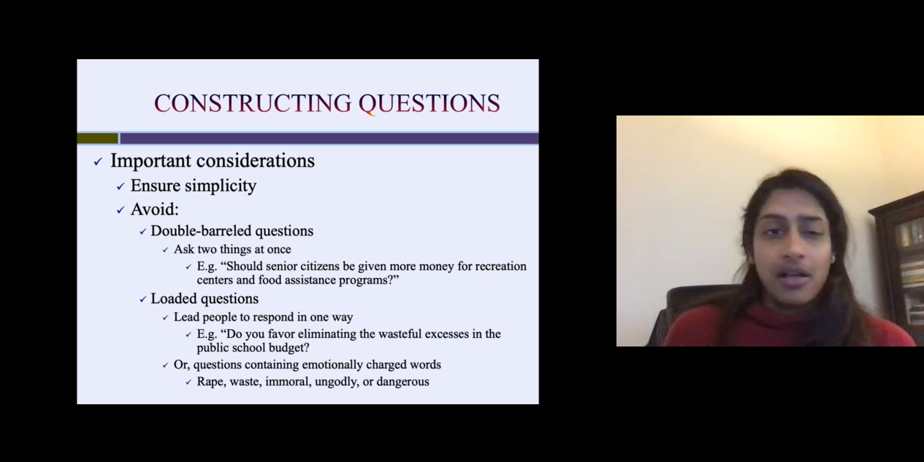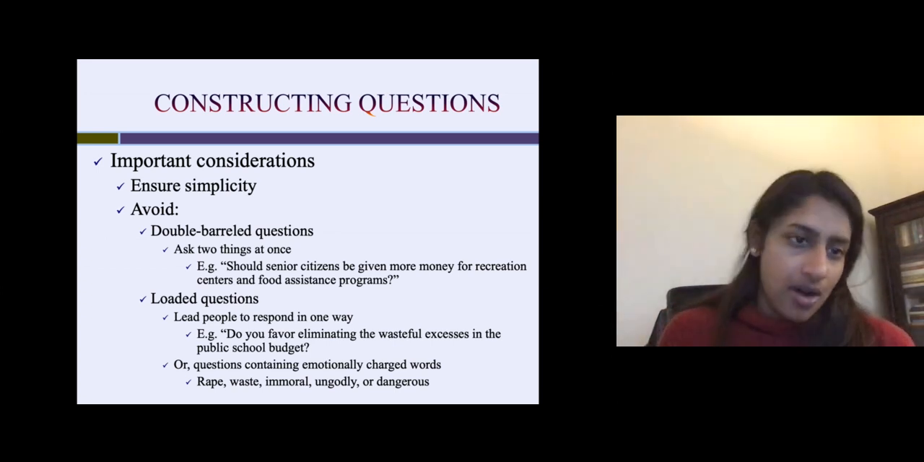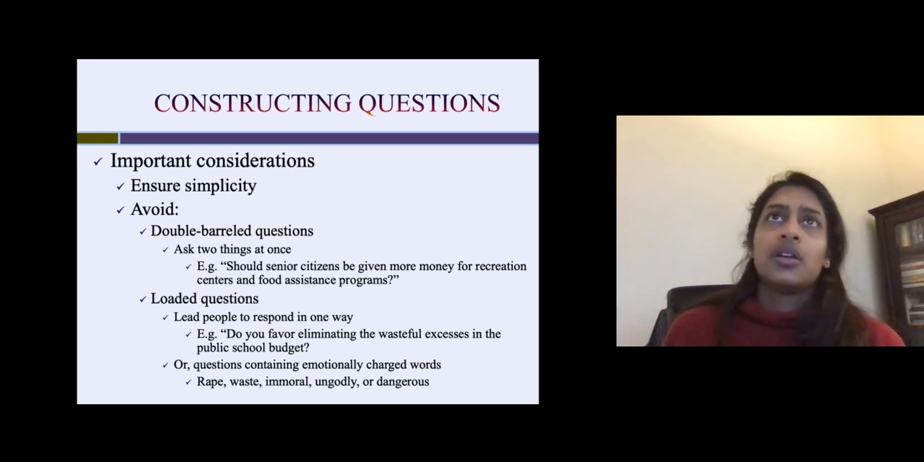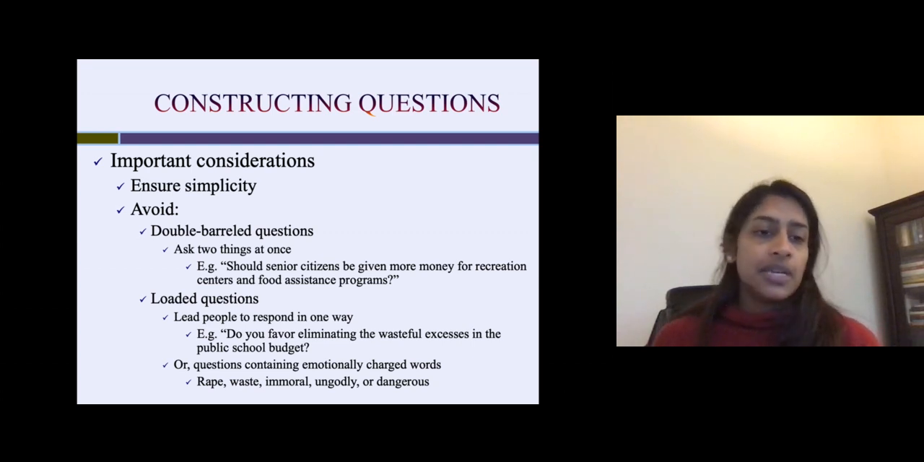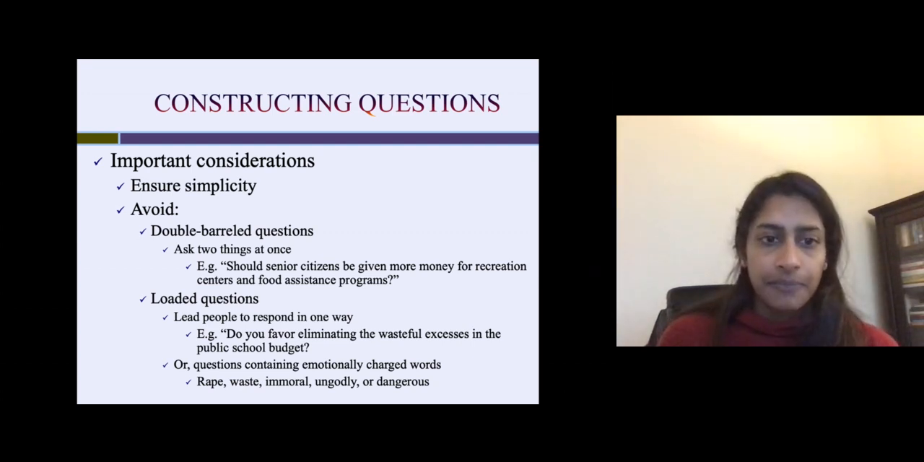So above all else, make sure that your question is simple, right? Your survey is simple. Your questions are simple. Avoid double-barreled questions. So this means asking two things at the same time. So for example, should senior citizens be given more money for recreation centers and food assistance programs?